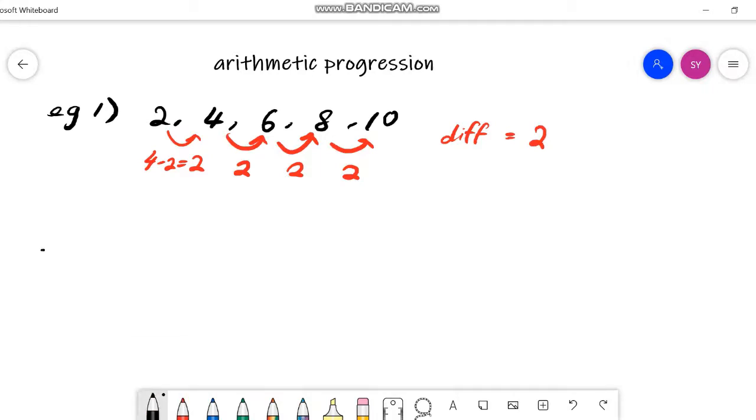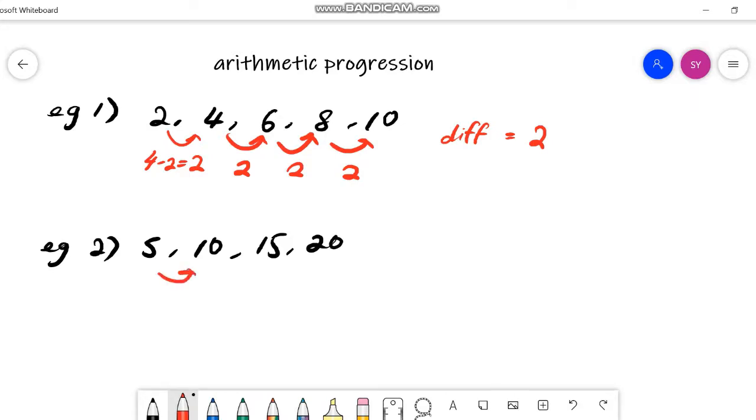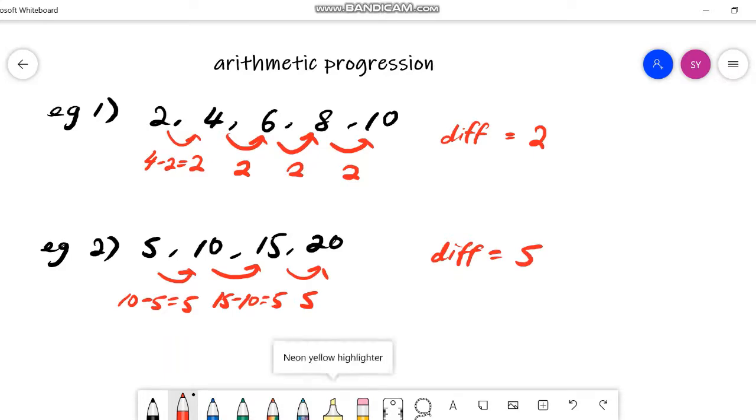Now, example 2. We have 5, 10, 15, and 20. To know the difference, we use 10 minus 5. We get 5. 15 minus 10, get 5. And another 5. So the relationship between the numbers is actually 5.